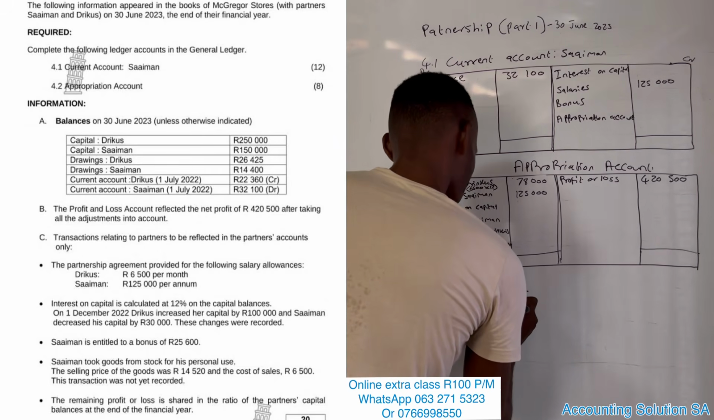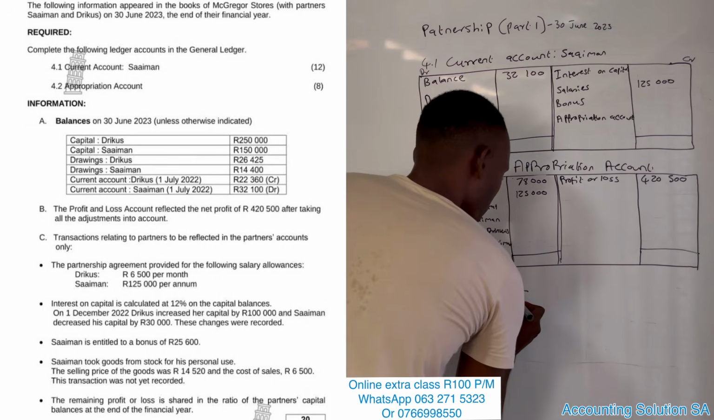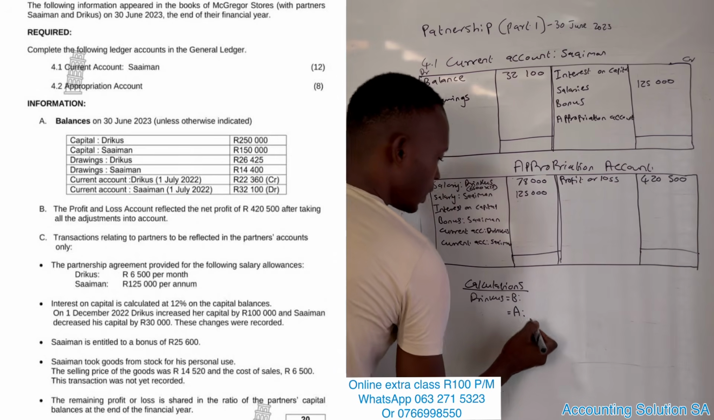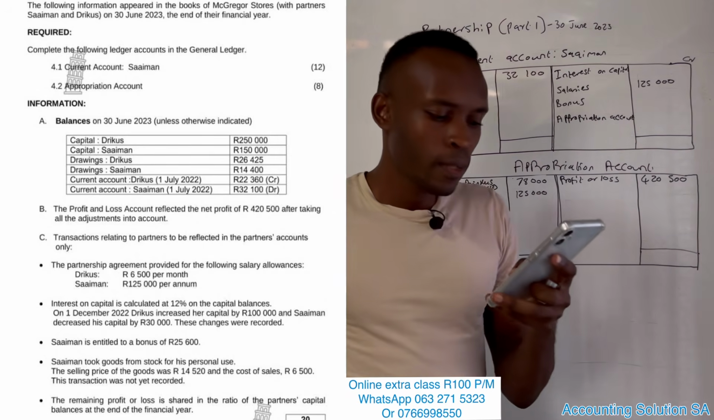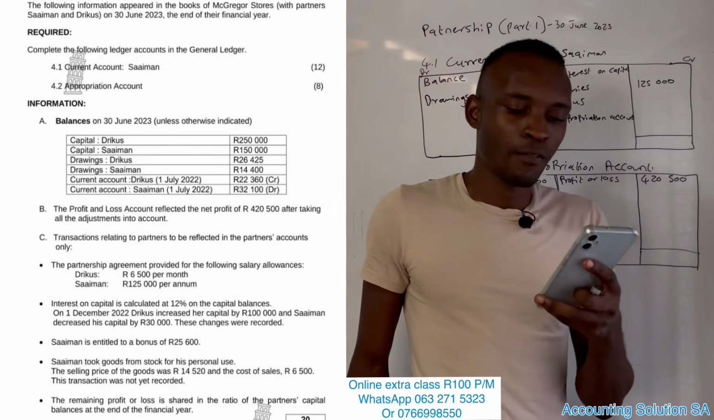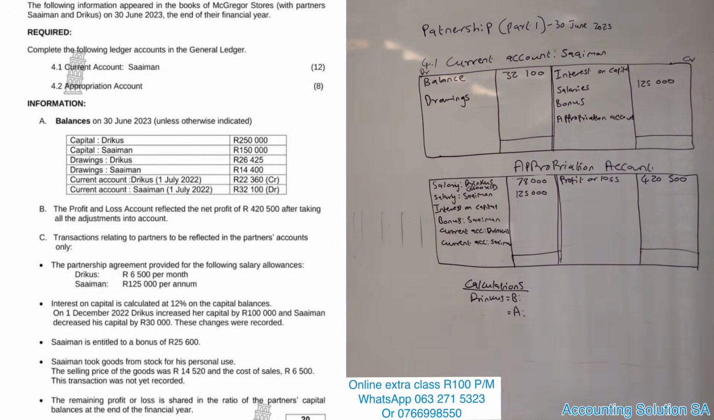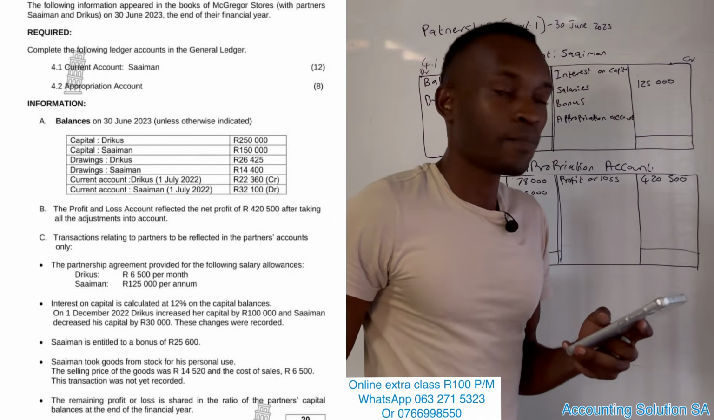Drinkers, we are going to calculate two interests: before increase and after increase. Let's start with before. Before he added 100,000 to 250, how much was it? Obvious, guys. Before they added 100 from 250, it was 150.